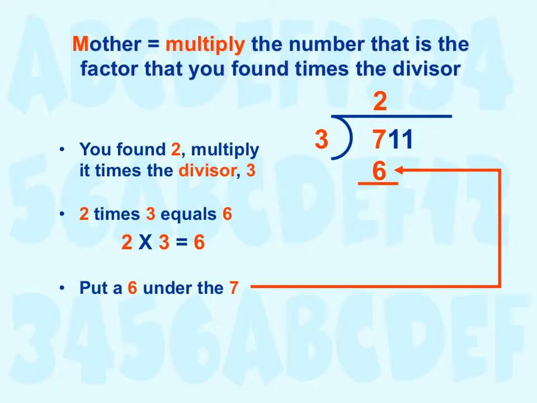M for mother, multiply. So we're going to multiply the number that is the factor you found times the divisor. So we're going to go ahead and put the first number in the quotient up here at the top. That's 2. We decided, right, that 2 times 3 is 6. So I'm going to multiply. Think of a little multiplication sign right here. 2 times 3 is 6.